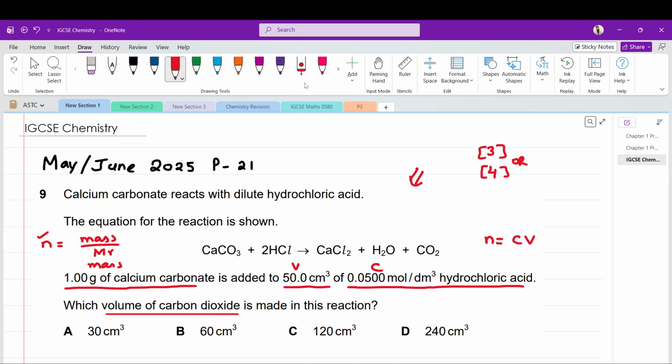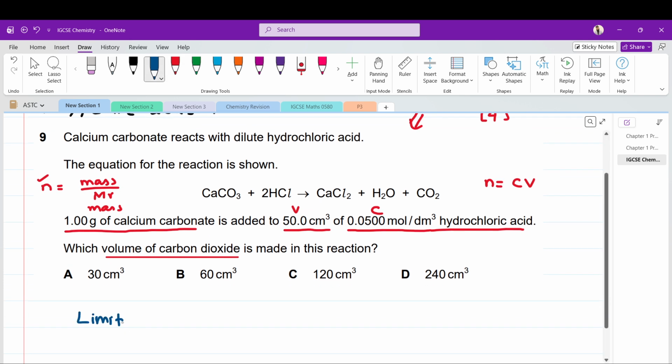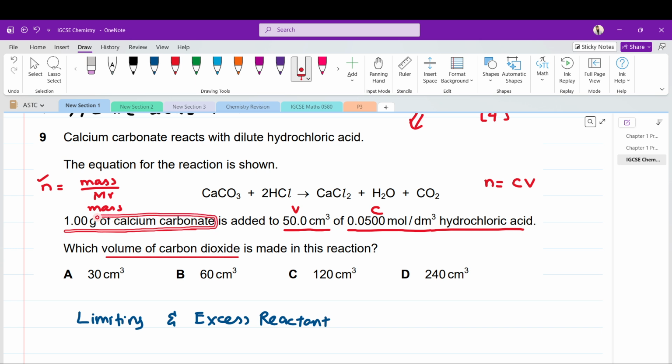Now this is a question that is related to the concept of limiting and excess reactants. You might say there has been no reference in the question that it is related to this topic. How can I say that for sure? The hint, I would say, is this: pay attention, it is very important. The words limiting and excess do not appear in this question, so it won't give away that it is related to this topic.